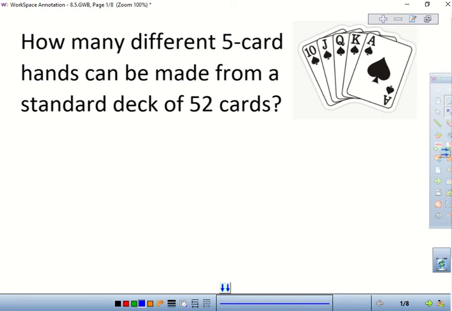Alright, so let's talk about how many different 5-card hands can be made from a standard deck of 52 cards. So, 5-card hand means you're holding 5 cards in your hand, right? You pick out of 52 cards and you hold 5 of them. So let's say that these slots represent the 5 cards that you're holding.